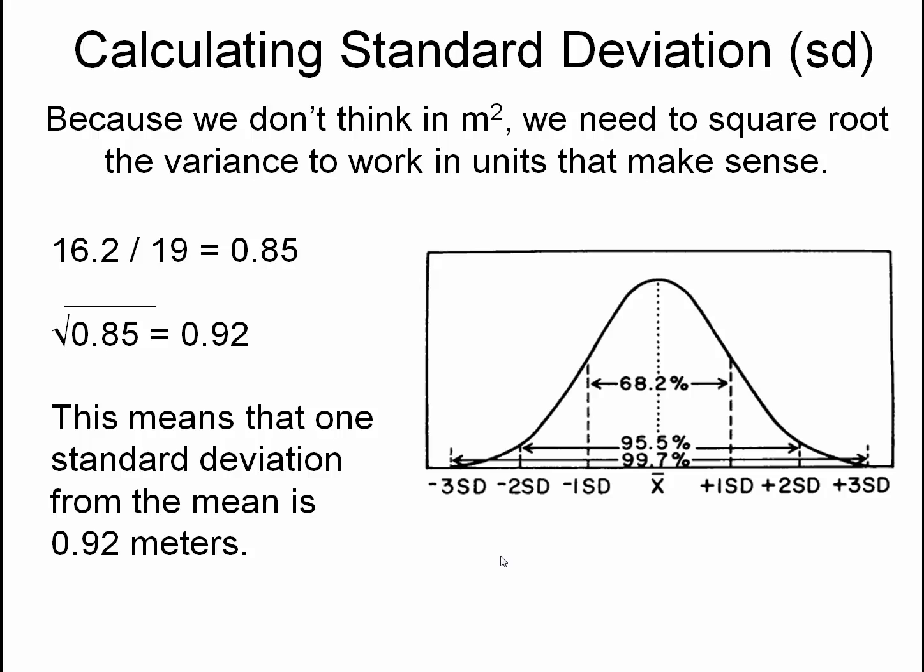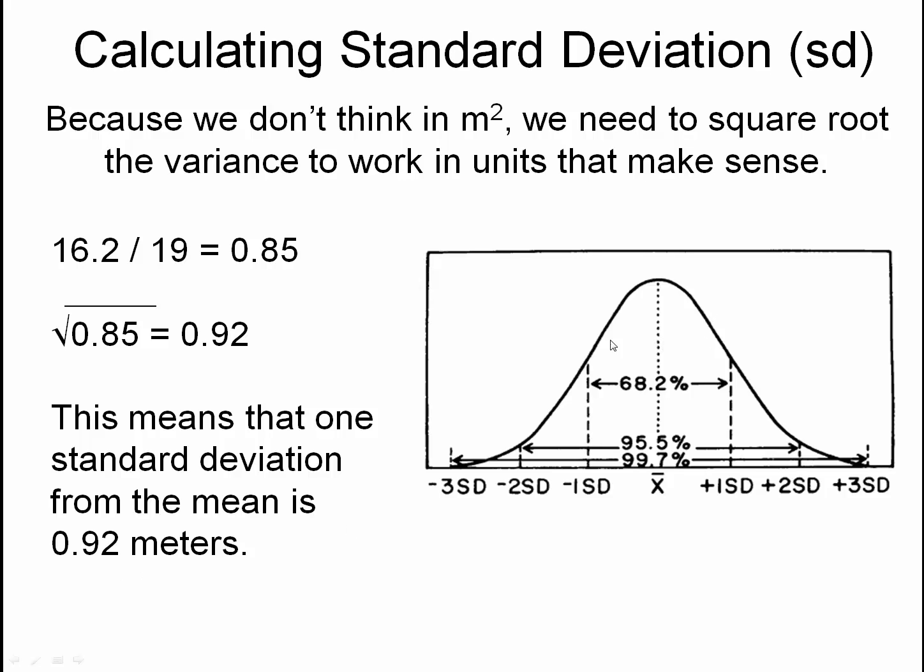So because we don't think in terms of meters squared, we need to take the square root of the variance to work in units that make sense, or meters. So we take the square root of 0.85, and we get 0.92, and that's our standard deviation. So one standard deviation from the mean is 0.92 meters.